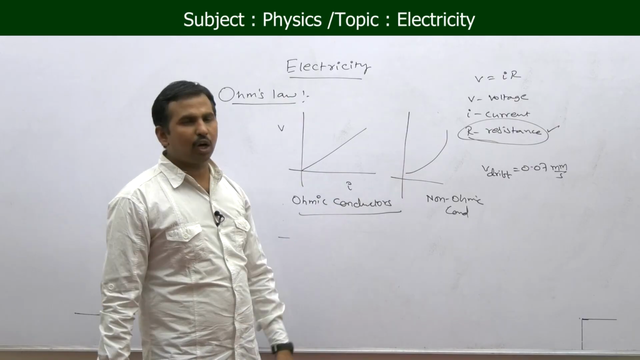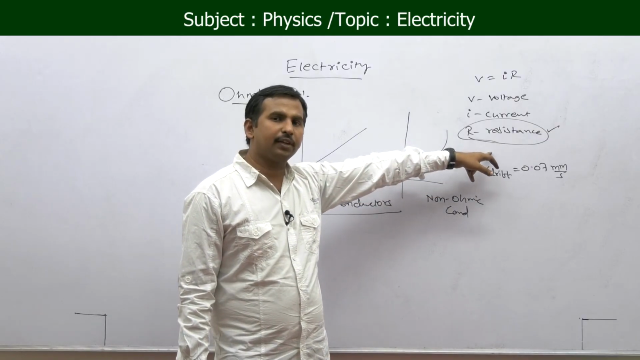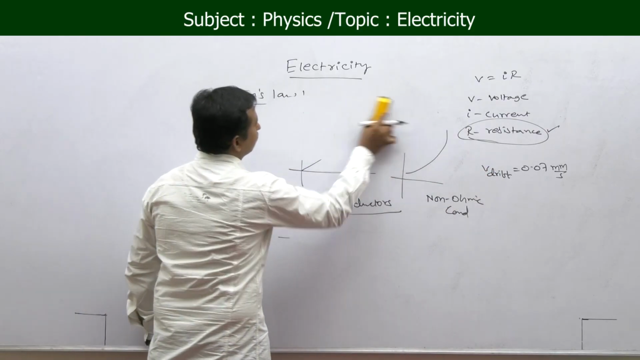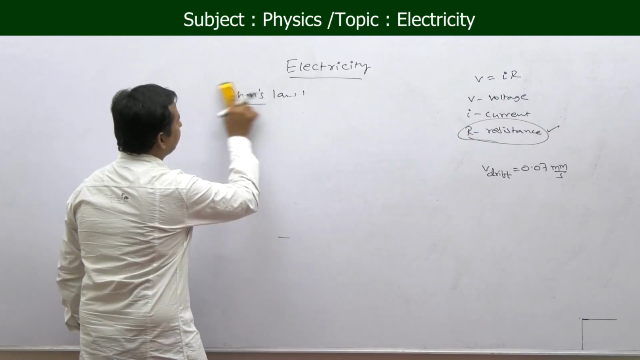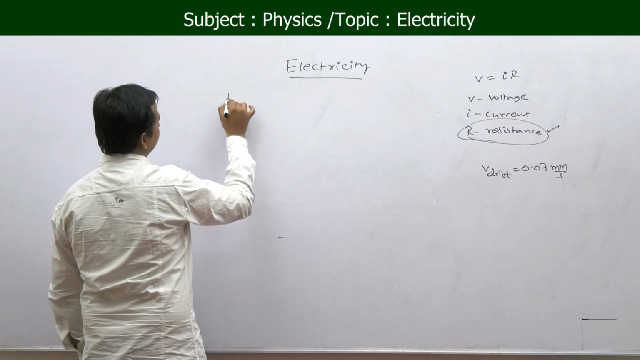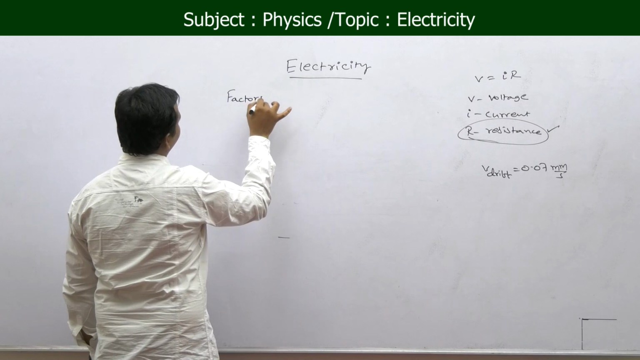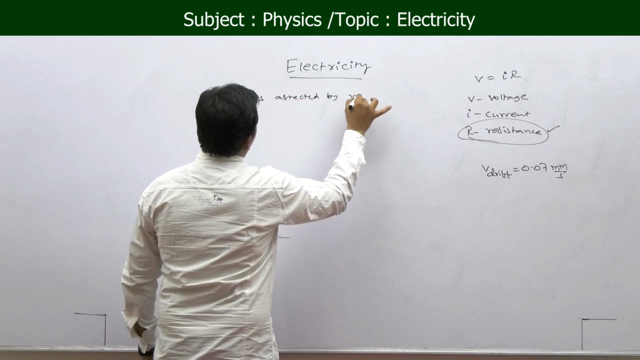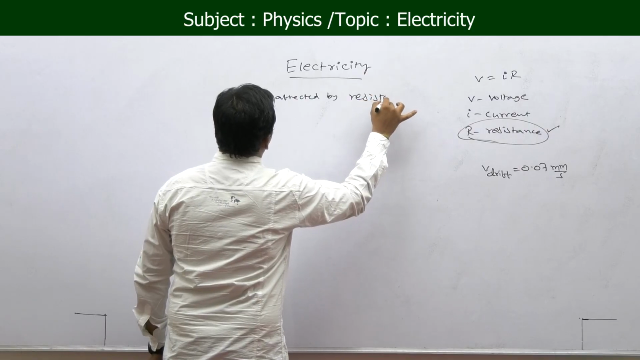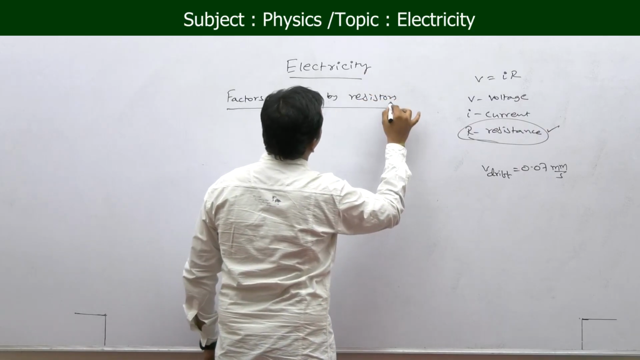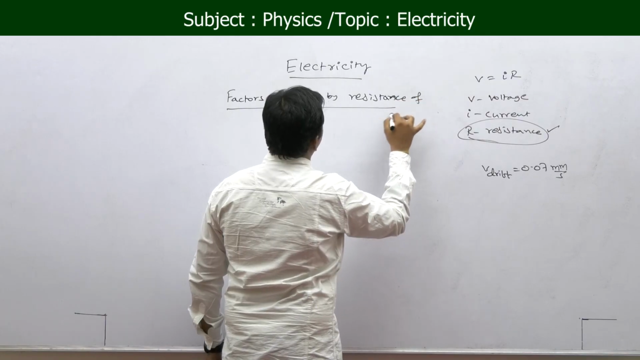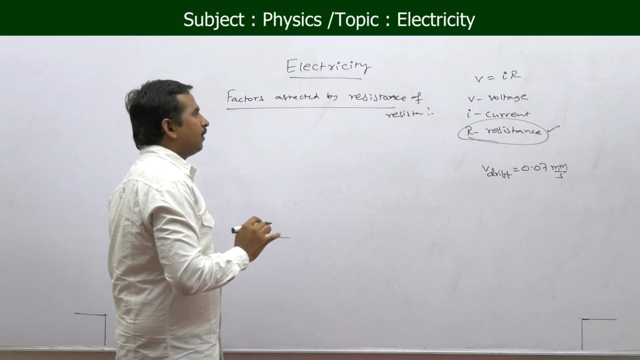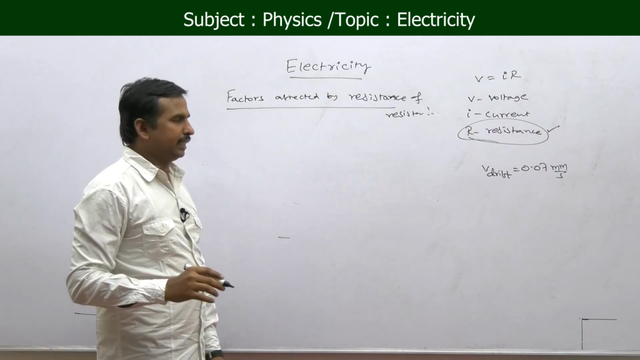Now, we will see on what factors the resistance of a conductor depends. We are seeing the resistance and its factors: factors affecting the resistance of a resistor. The first important one is the length.